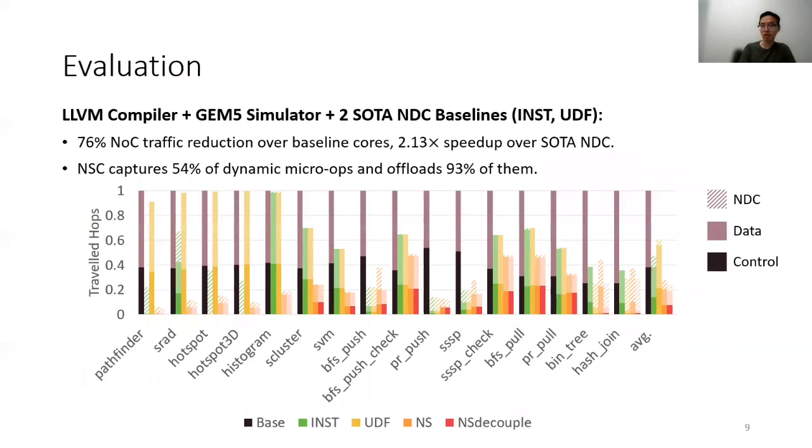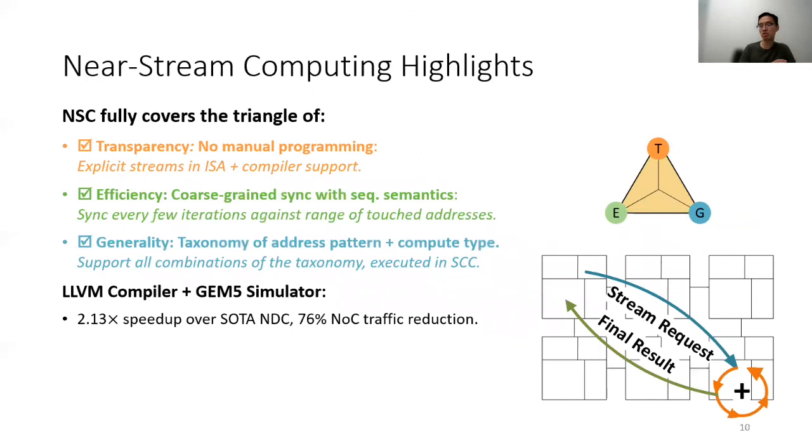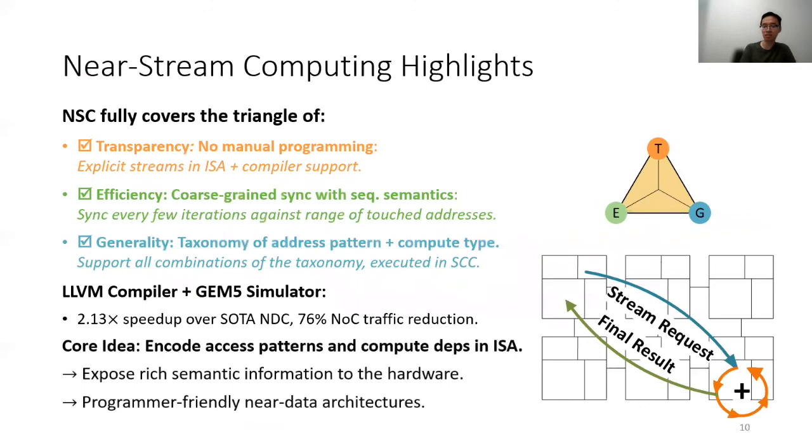We evaluated near-stream computing against two state-of-the-art NDC baselines using the LLVM compiler and the gem5 simulator. Overall, near-stream computing reduces network traffic by 76% and achieves 2.13 times speedup over previous advanced NDC techniques. To summarize, we leverage streams as the new offloading abstraction to enable transparent, general, and efficient near-data computing. As the system scales up, we believe that the key idea of exposing rich access patterns and compute dependencies to hardware via the ISA is critical to enable programmer-friendly near-data architectures.